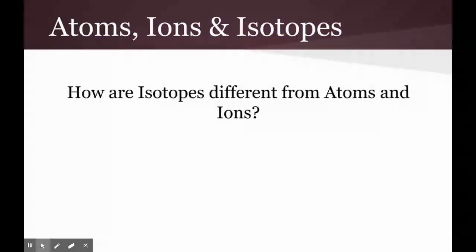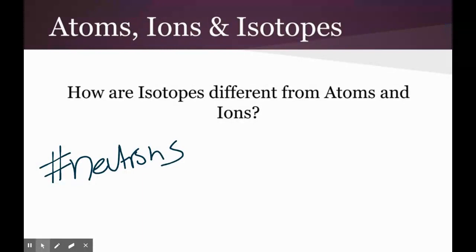Okay, so now we want to take a second to think about how isotopes are different from atoms and ions. Okay, so now remember, isotopes will have a different number of neutrons from each other, which means they will have a different overall mass number. Okay? So you can have 2, 3, 4, 5, or even more different isotopes of the same element because they will all have different numbers of neutrons.